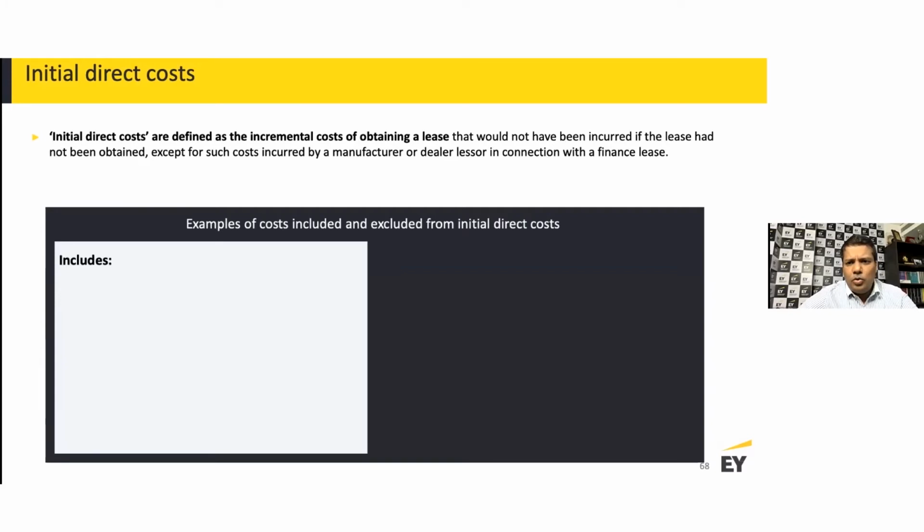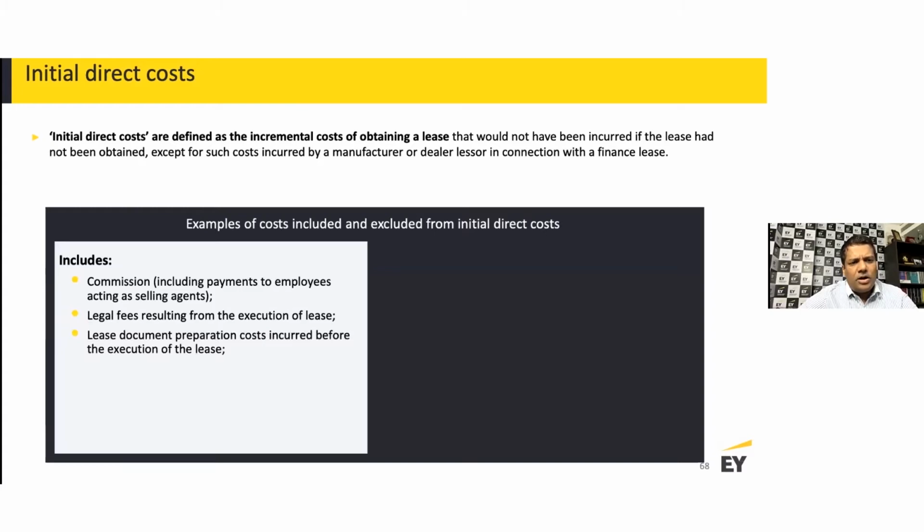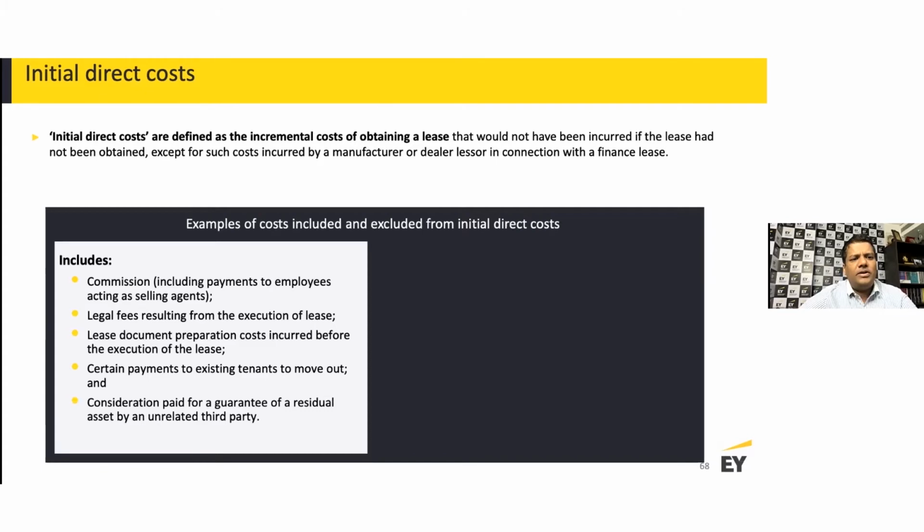That includes your commission paid, including payments to employees acting as selling agents. So I pay to brokers and all, legal fees which I pay resulting from the execution of lease, lease document preparation cost incurred before the execution of the lease. And then if I were to also make payments to certain tenants to move out, and then if I'm paying certain costs in relation to guarantee of a residual asset by an unrelated third party, all of them are examples of the cost which I need to include.